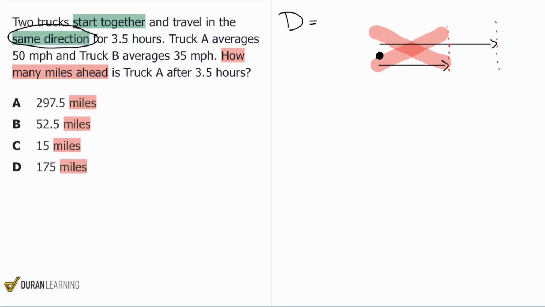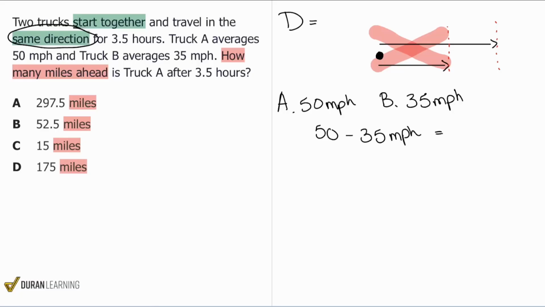So let's go ahead and take a look here. It says that they were traveling together for 3.5 hours. They repeat that over here. But more importantly, we're given the rates. Truck A's rate is going to be 50 miles an hour. Truck B, 35 miles an hour. We said we would subtract those distances, which means we can subtract those rates as well. Everyone, what's 50 minus 35? What's that going to give us? Yeah, that'll be 15. And there we go. We have 15 miles per hour as that combined rate.